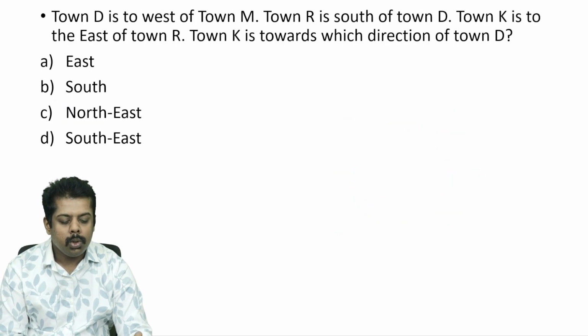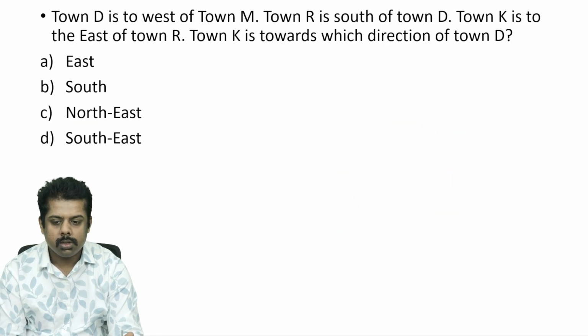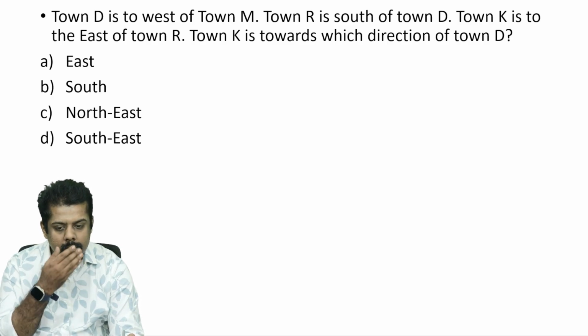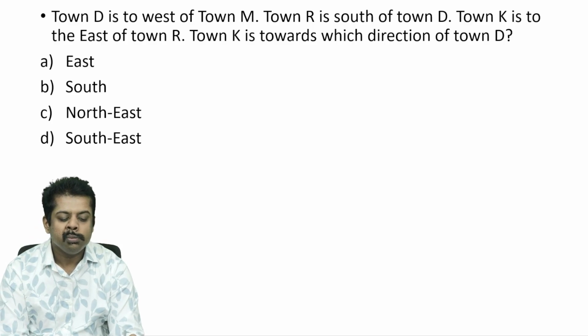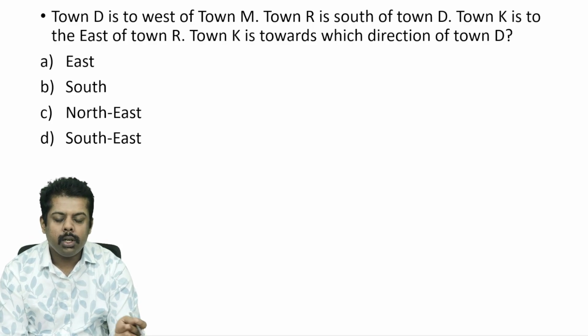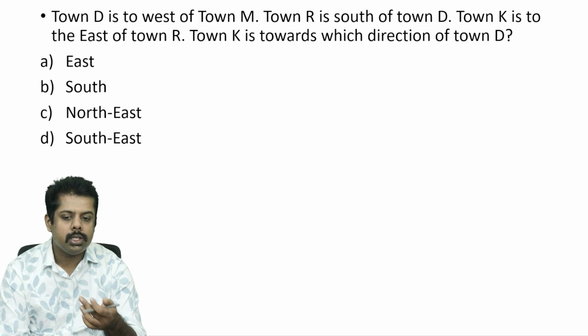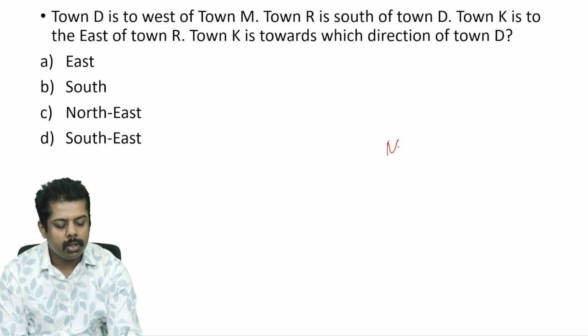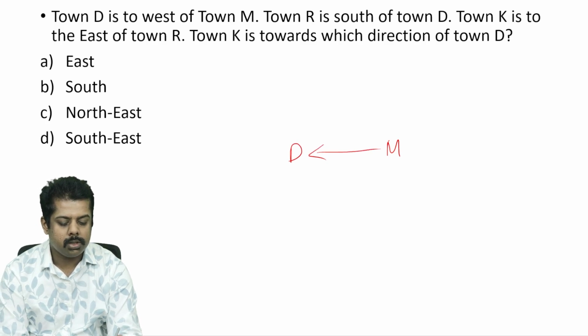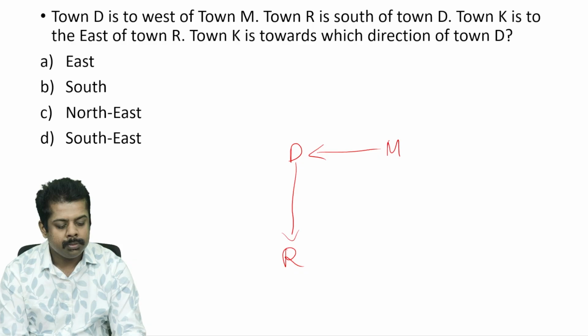Okay. Moving on to the next one. So these are the conditions they have given. Town D is to the west of M. R is to the south of D. K is to the east of R. First we can try and connect it. So D is to the west of M, which places M at a point. Now R is where? R is to the south of D. Now K is to the east of R. So we can place K here.